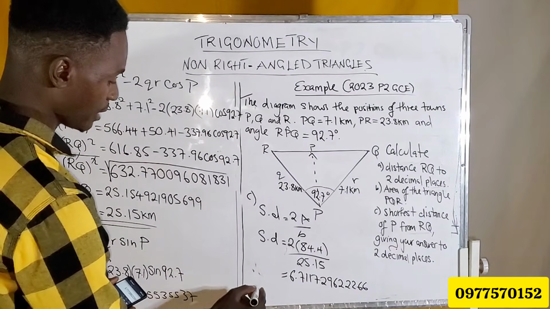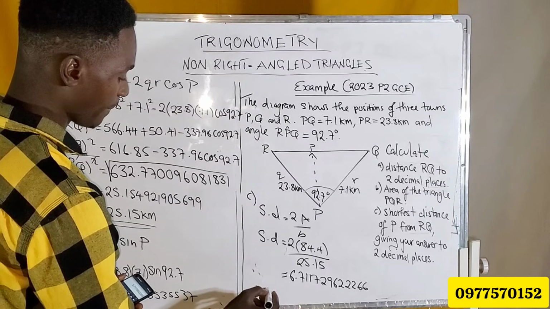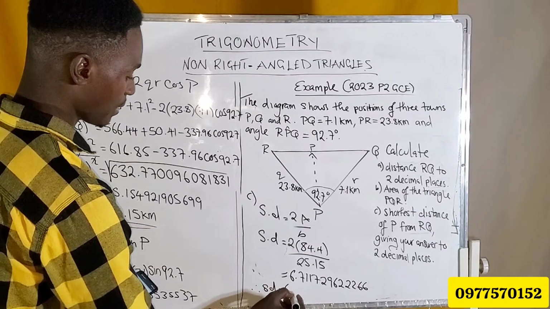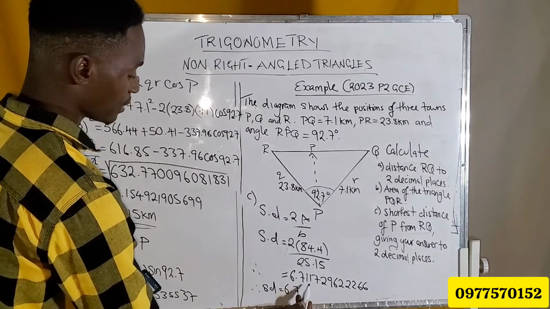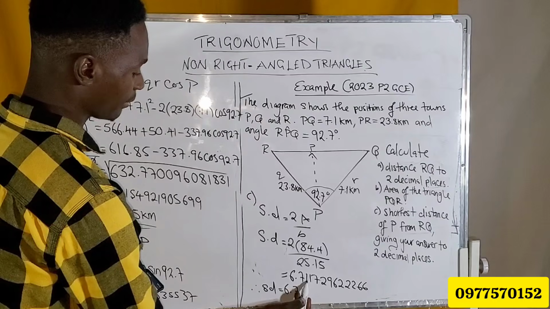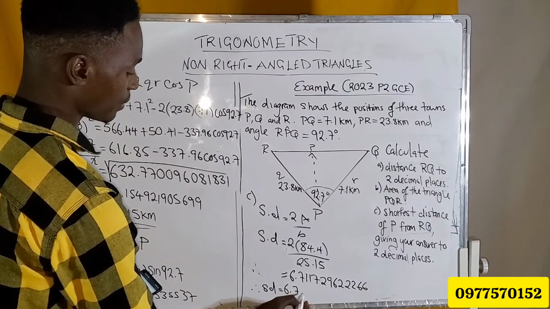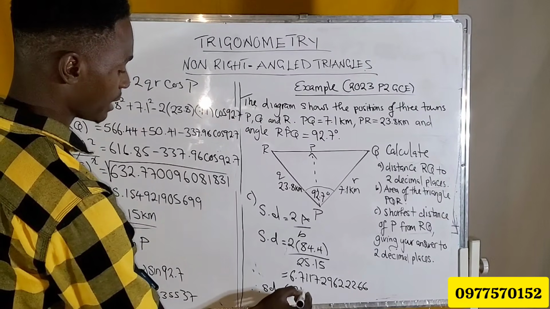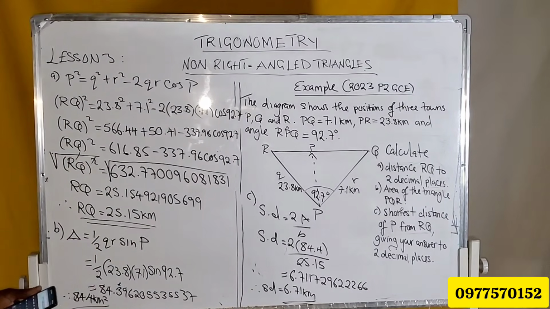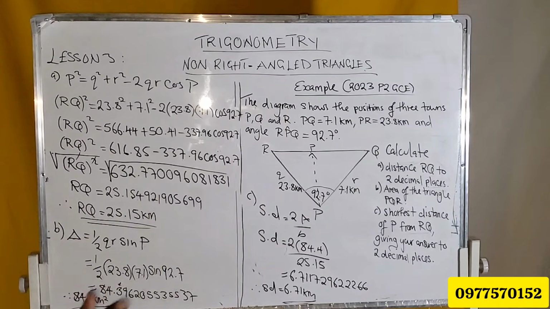2 decimal places. Therefore, the final answer will be shortest distance is equal to 6.7. Check after the decimal. So you have this is the first decimal place. Second one. After this, there is a number which is less than 5. So we do not add anything. It will be like this. Then the units. So the final answer is 6.71 kilometers. So this is how we calculate the shortest distance.